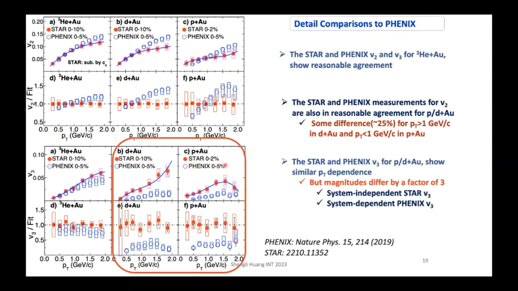in the p+Au and the d+Au collisions. You can see the detailed comparison here. The difference is roughly a factor of 3, which is significant and cannot be covered by the systematic uncertainties. As already mentioned, there could be some decorrelation in the physics measurement due to the two particles being from the backward and the middle rapidity.